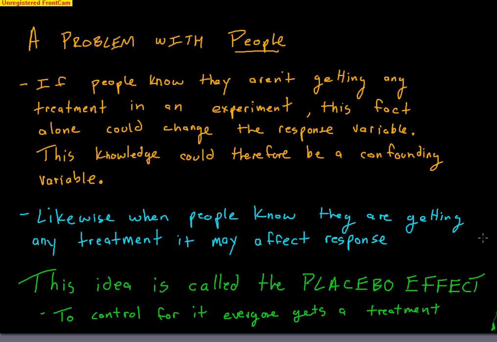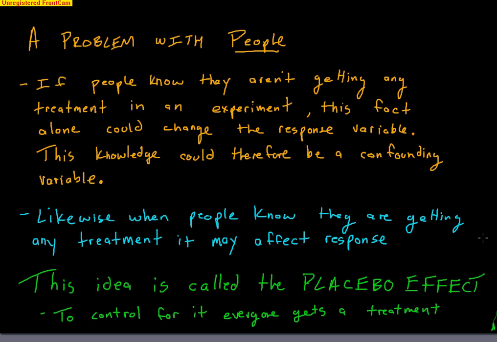It also could work the other way. When people know they're getting a treatment, it might affect the response. So if people are told, congratulations, you're a part of an experiment, you're going to get vitamin D, we think it might help the common cold. Well, then all of a sudden the excitement, the energy that's involved in them knowing they're getting something might actually affect the response. This idea is called the placebo effect. The placebo effect is the idea that when you're working with people, when they know they're getting something or they know they're not getting something, the outcome could change simply because of the excitement of being in an experiment itself.